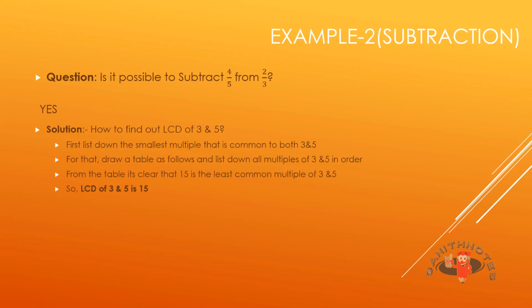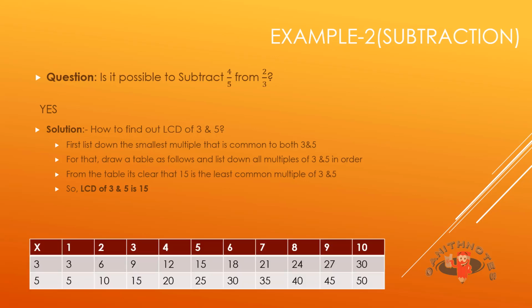First, you will have to find out the LCD of 3 and 5. So from the first fraction, you have 5 as the denominator. From the second fraction, you have 3 as the denominator. So if you want to subtract 4 by 5 from 2 by 3, then you need both the denominators of these fractions same, or else you cannot subtract. So you will have to find out the LCD of 3 and 5 first.